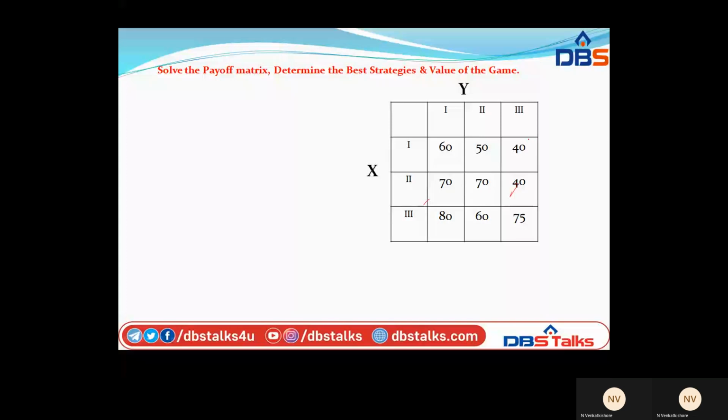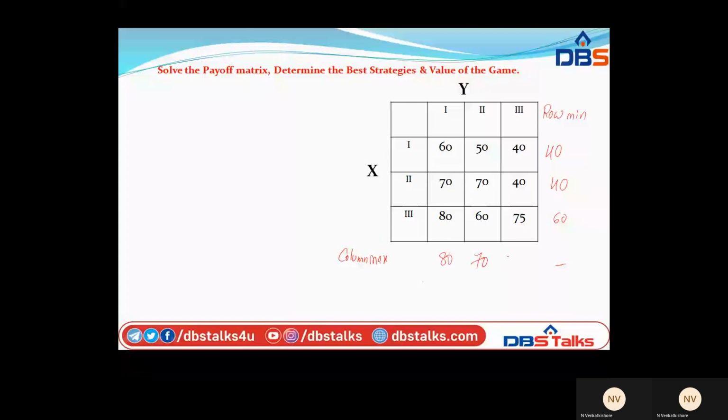Row minimum is nothing but, in each row, we need to find the minimum value. In the first row, what is the minimum value? 40, and in the second row 40, and in the third row it is 60. What about the column maximum? In the first column the maximum value is 80, here 70, and here it is 75.